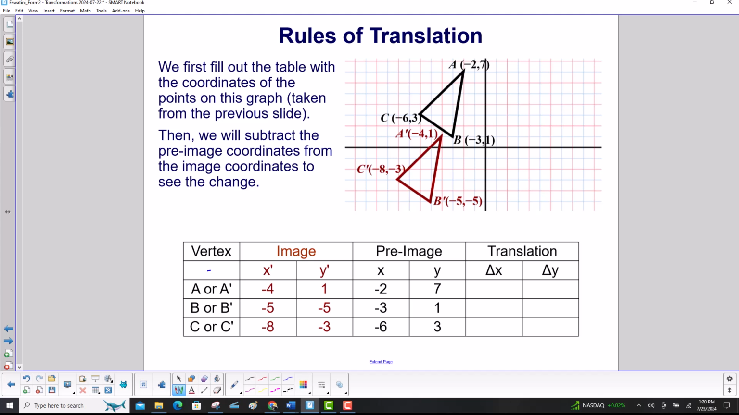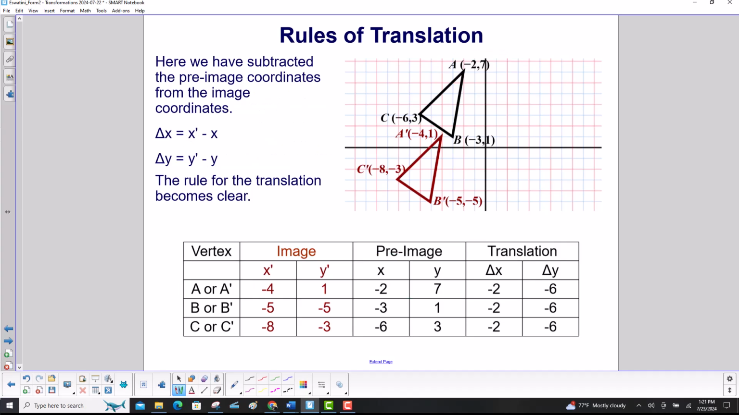So let's just do one of these. We'll do this row right over here. So A prime, the image, is -4, 1. This is the x prime coordinate, and the y prime coordinate is right over here. That's this point. The pre-image is -2 and 7. That's right up here. So there's A and there's A prime. And if you'd like, pause the video to check that the rest of the rows are correct.